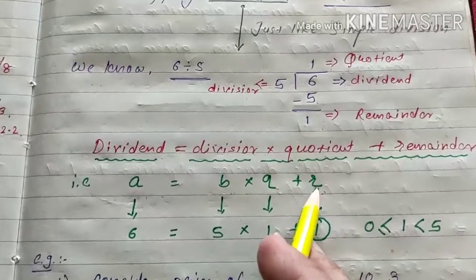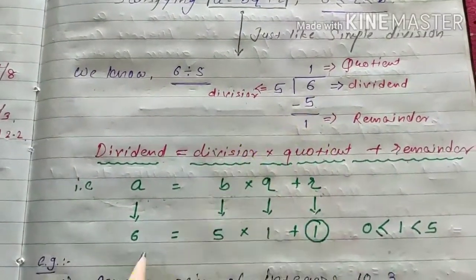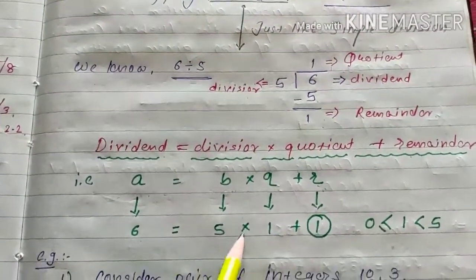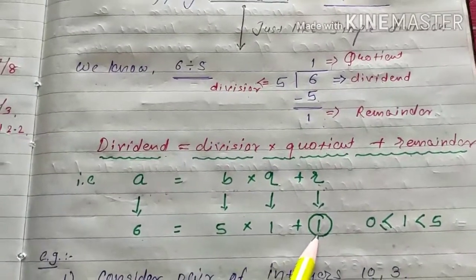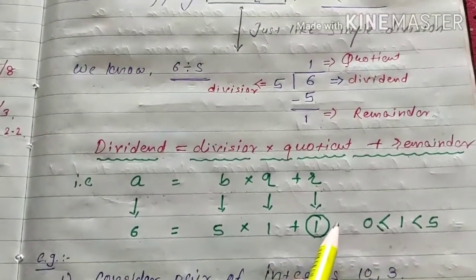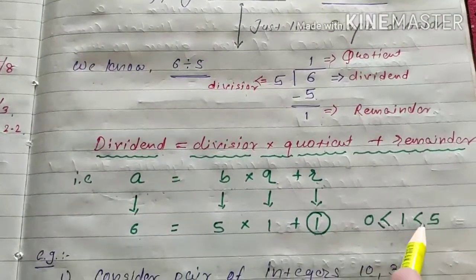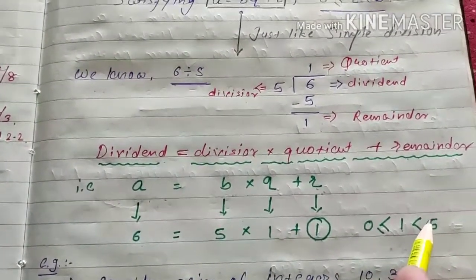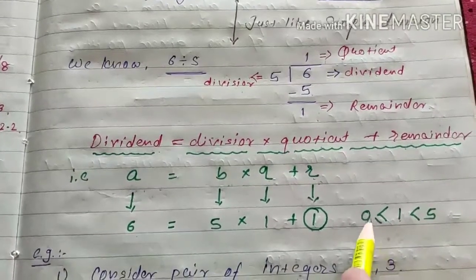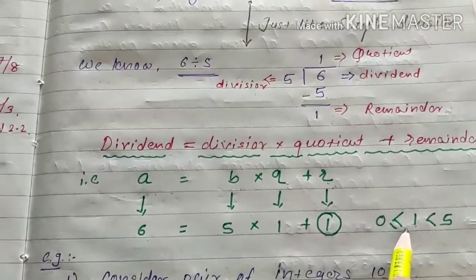called remainder. In this case, here 6 is equal to 5 into 1 plus 1. This 1 is remainder. The condition is also satisfied. The remainder 1 is less than 5. 5 means divisor, but the remainder may be 0 or it is greater than 0.